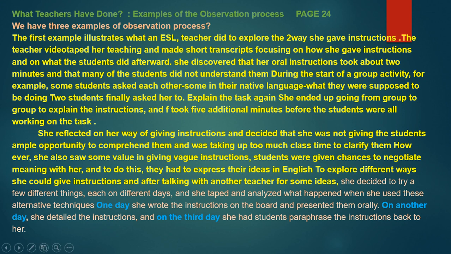To explain the different ways she gave instruction, after talking with each other she decided to try different ways. One day she wrote the instruction on the board and presented it orally. The other day she gave the instruction in detail. And the third time, she had the students paraphrase the instruction back to her.